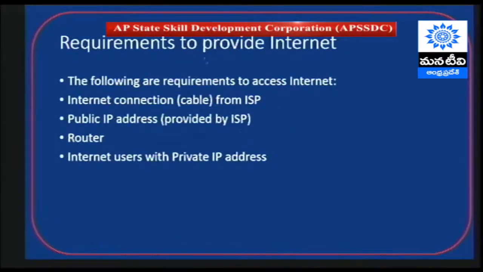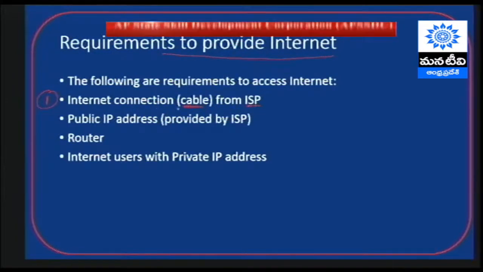So what are the requirements to access internet or to provide internet? The following are the requirements to access internet. The first one is we must have an internet connection from the internet service provider in the form of a cable or maybe in the form of a wireless communication. So once we have the physical connection coming from the ISP to our home, to our office, the second requirement is the ISP must provide public IP addresses.